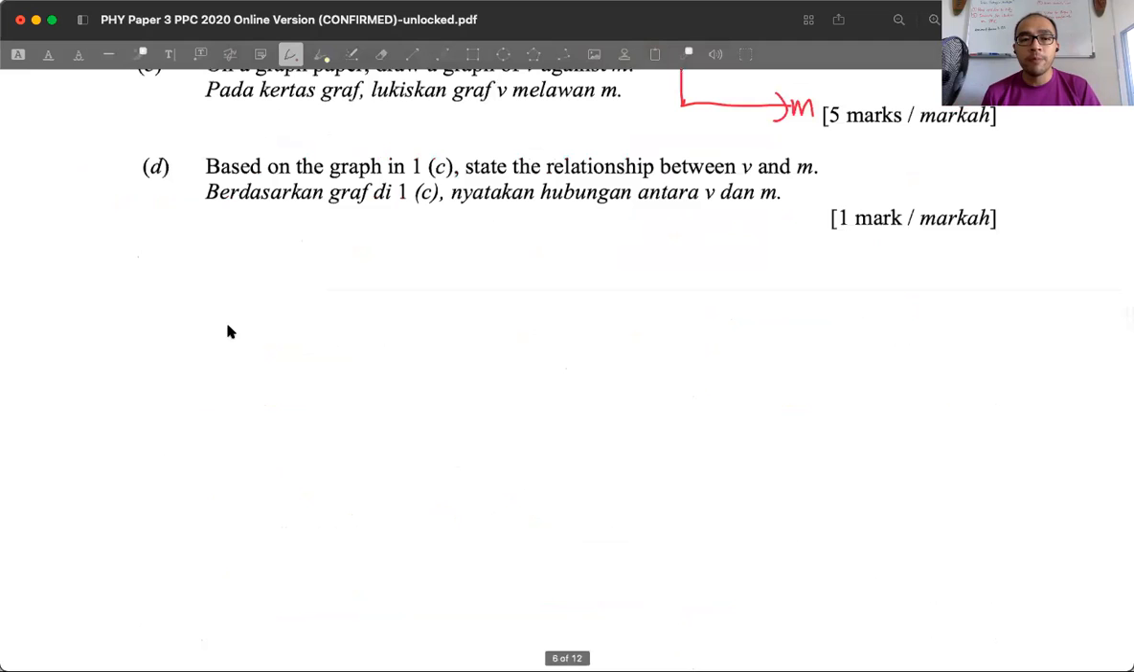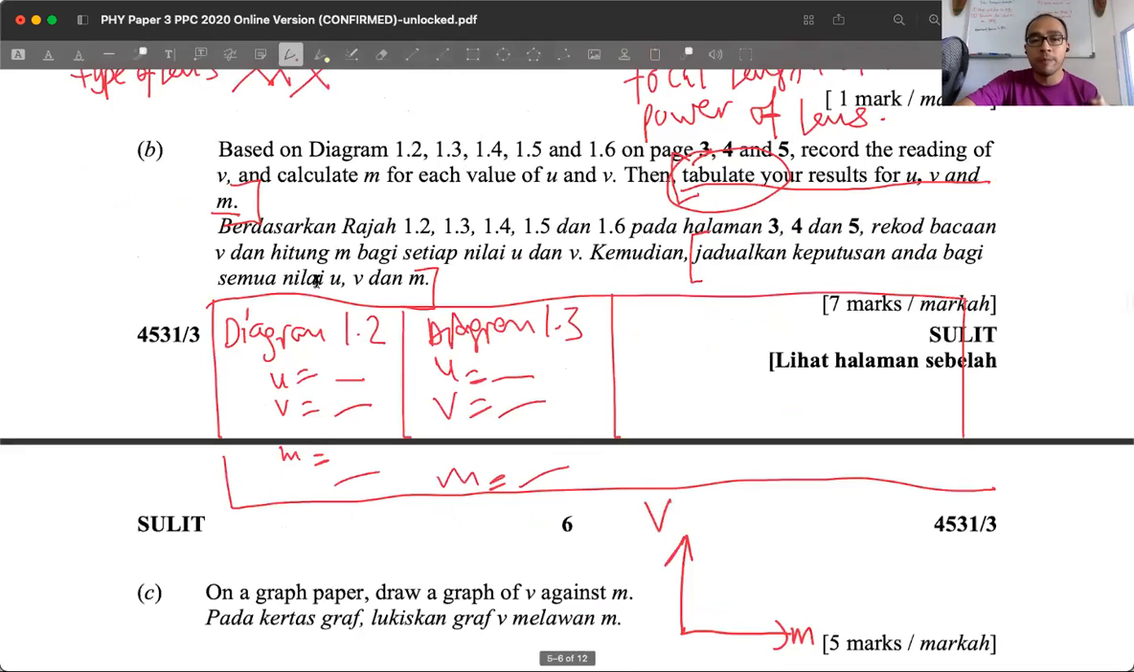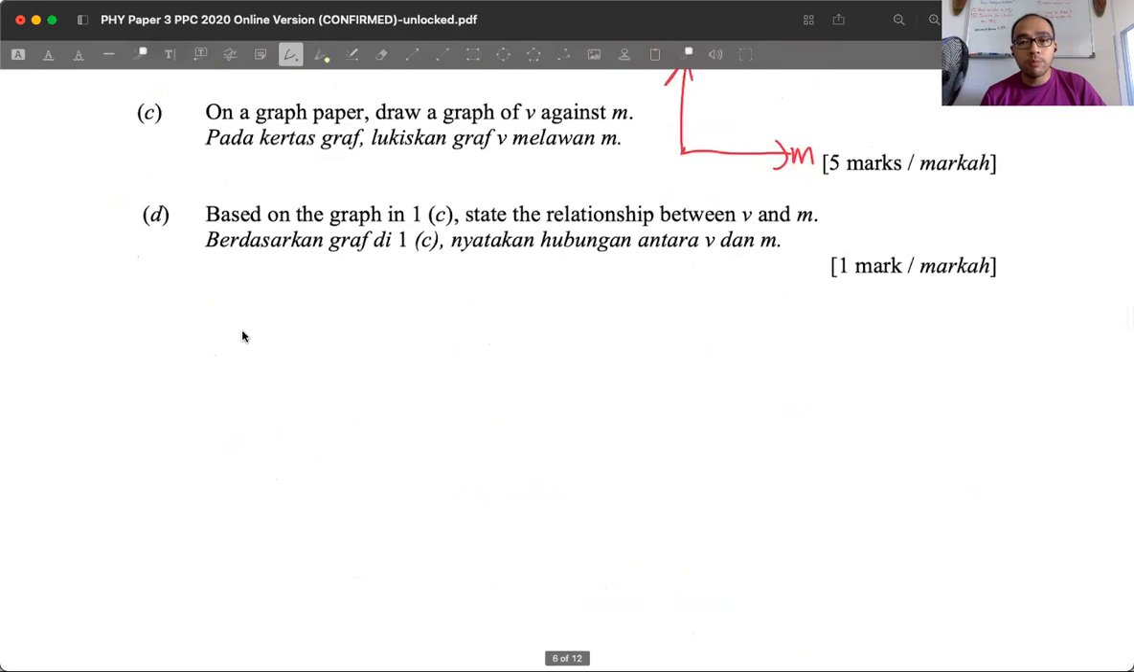Please. Tabulate is already given, so obviously it is U, V, and M. I made this question so much easier, I already told you the order in which you should be writing. So take note of how a table should be written: U/cm, V/cm, and linear magnification has no unit.